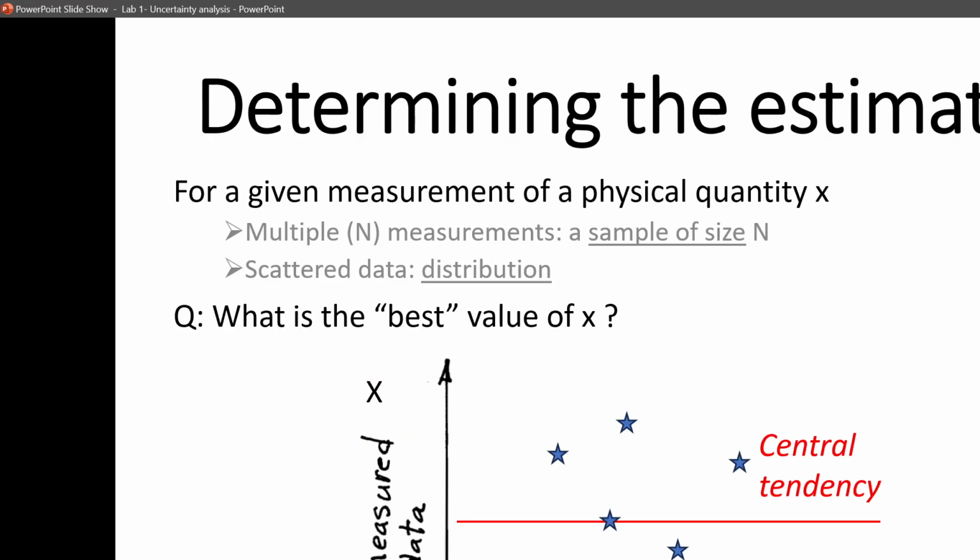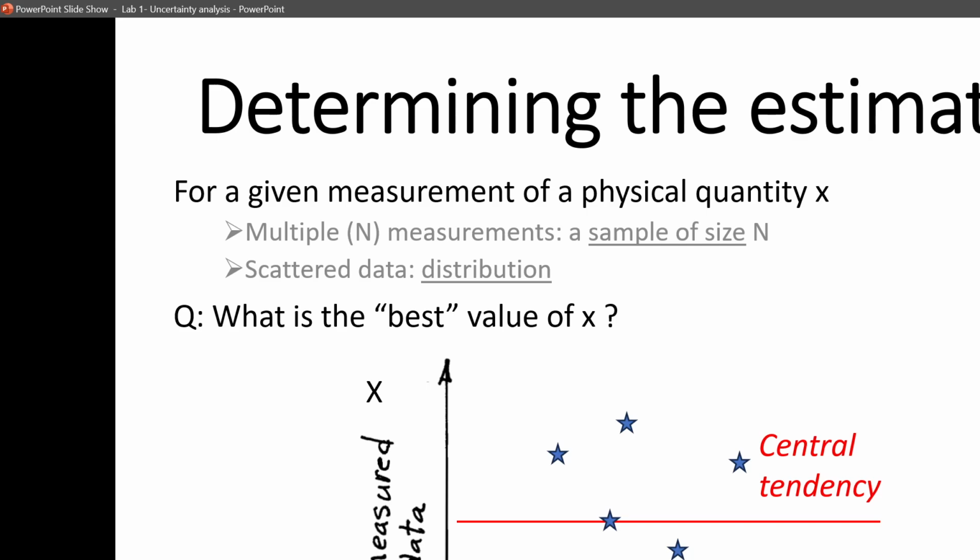What is the estimate? What is the estimate of our data? Let's take a look at these measurements. You have 5 measurements here, and these measurements are at different points. What we call an estimate is essentially the central tendency of your data, right?